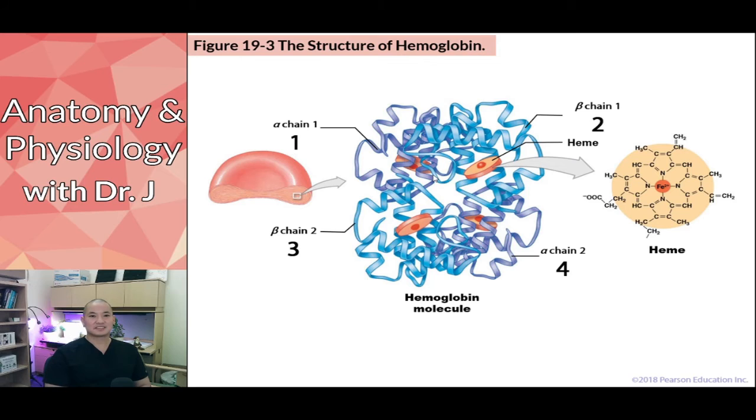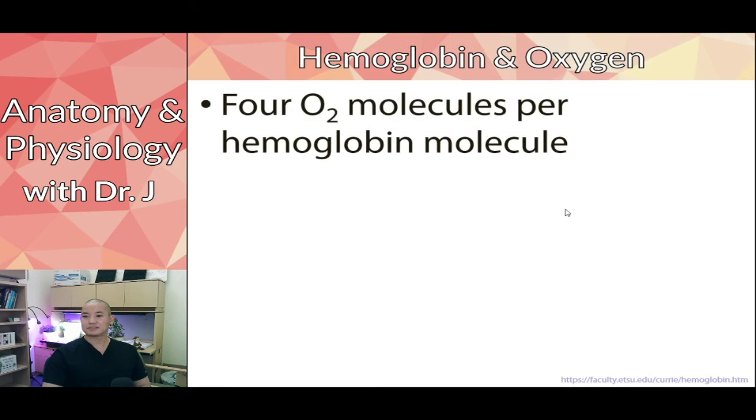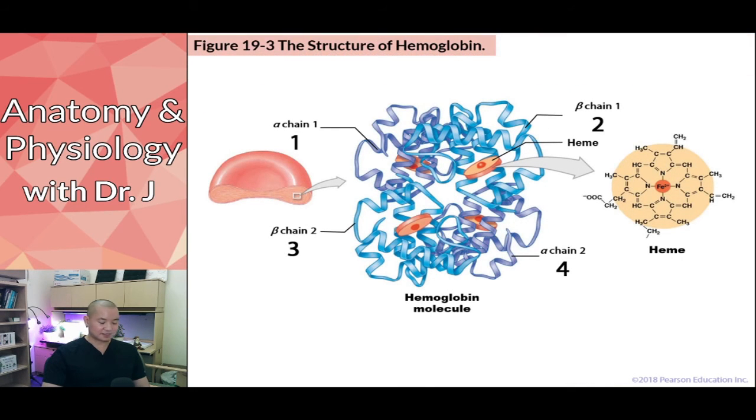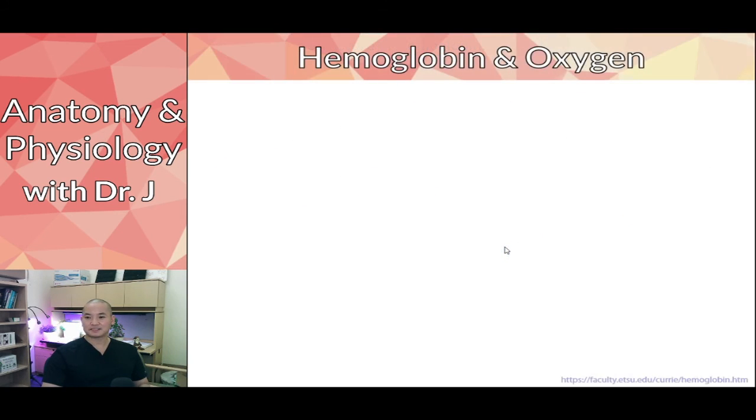So hemoglobin is a protein, but it's actually made out of 4 polypeptide chains, and each polypeptide chain has a heme molecule. So there are 4 hemes per hemoglobin, and this central iron atom is actually what holds on to oxygen in hemoglobin. Now, hemoglobin has 4 oxygen molecules per hemoglobin molecule because, again, hemoglobin has 4 hemes, and oxygen binds here. So per hemoglobin molecule, you get 1, 2, 3, 4 oxygen molecules binding to each hemoglobin molecule.